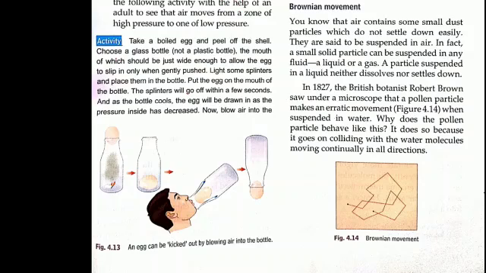Students, you know that air contains some small dust particles, and these dust particles cannot settle down easily, and they usually float in air. That is what we call suspended. They are said to be suspended in air, which means these particles just float in air instead of settling down. In fact, a small solid particle can be suspended in a fluid, for example a liquid or a gas. And a particle suspended in a liquid neither dissolves nor settles down.